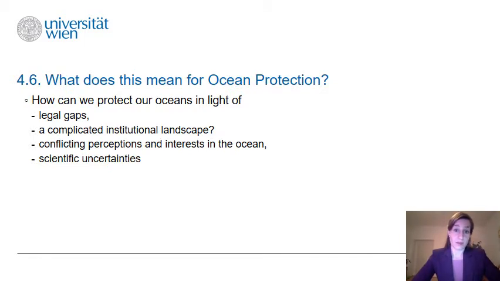So what does this mean for the protection of the ocean? How do we protect our ocean in light of legal gaps, a complicated institutional landscape, conflicting perceptions and interests in the ocean, and scientific uncertainties? I have shown you earlier how little we know about the ocean, and yet we do know that ocean ecosystems are facing significant threats from human activities in the ocean and on land. We also see that there are different interests in the ocean, including different economic interests such as fishing, shipping, deep sea mining, and other forms of the extraction of marine resources.